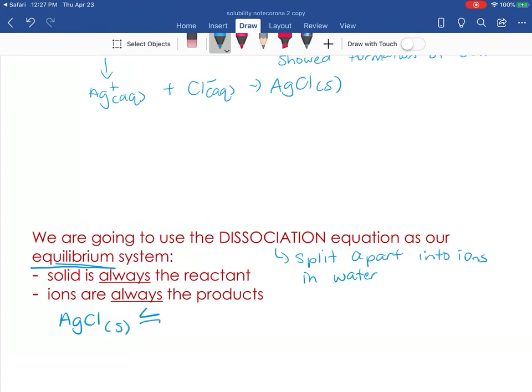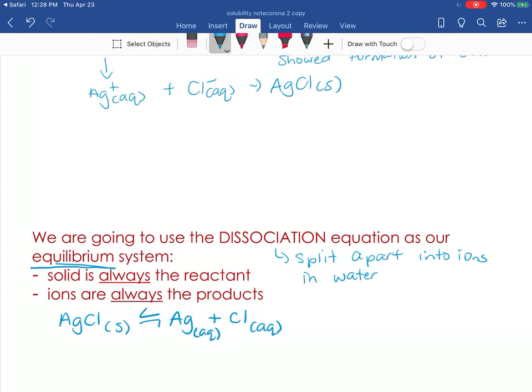So I'm just going to use the same example up there. Silver chloride is our solid, always the reactant, and then the products are always the ions. In grade 11, I encouraged you to write the charges, but I said that you had to write the aqueous. So it's very important that we have the aqueous designation, because as you know, when you write an equilibrium law, you don't include solids. So only aqueous and gases, right?